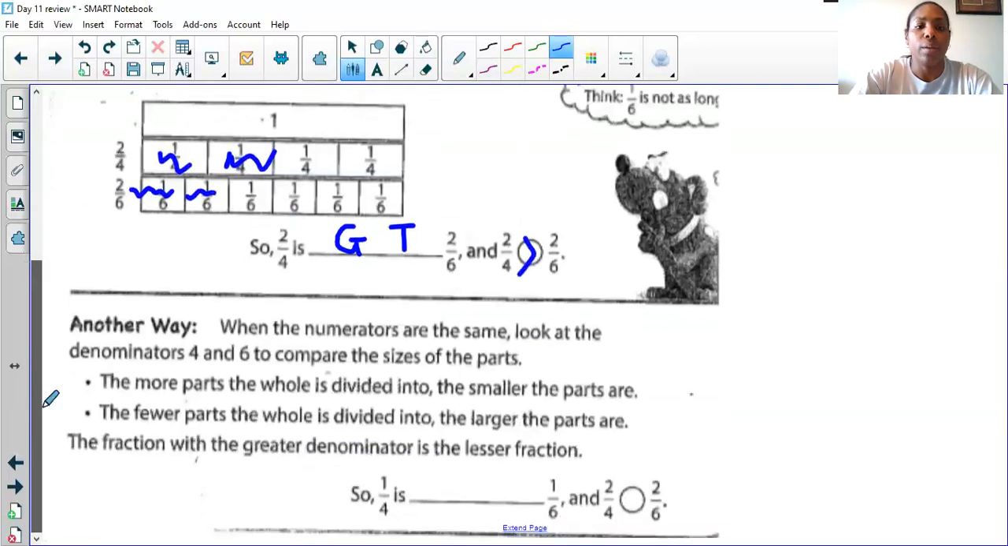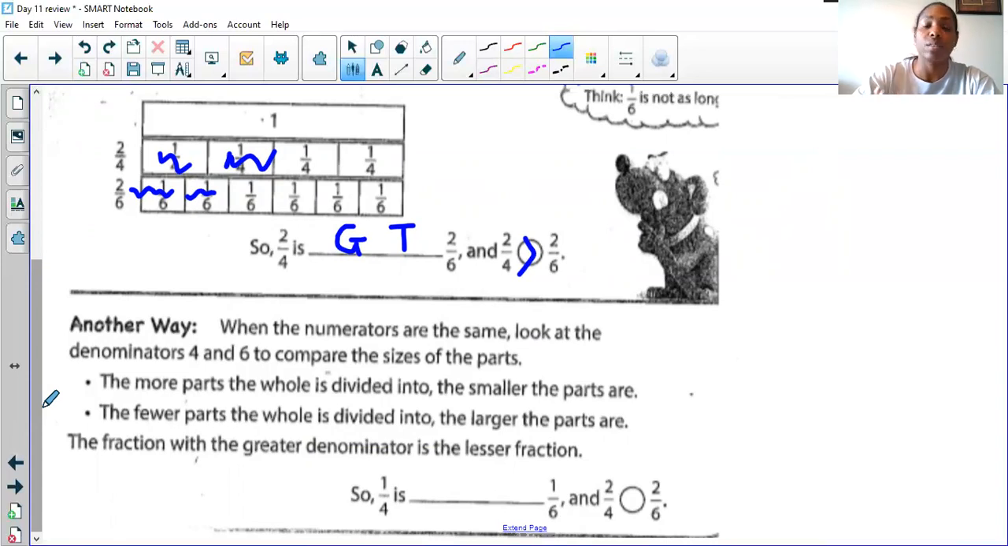So another way is when the numerators are the same, which we have seen with the 2/4 and the 2/6, look at the denominators 4 and 6 to compare the sizes of the parts. The more parts the whole is divided into, the smaller the parts are. The fewer parts the whole is divided into, the larger the parts are. The fraction with the greater denominator is the lesser fraction.